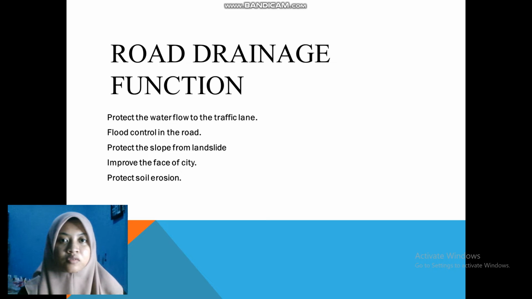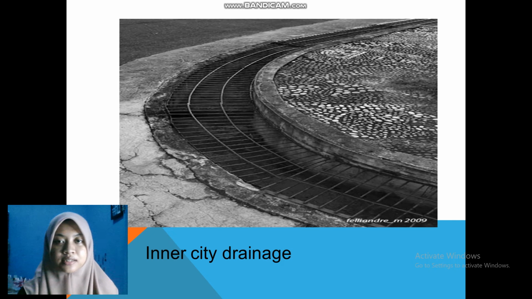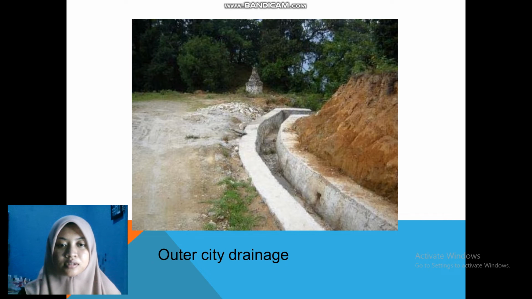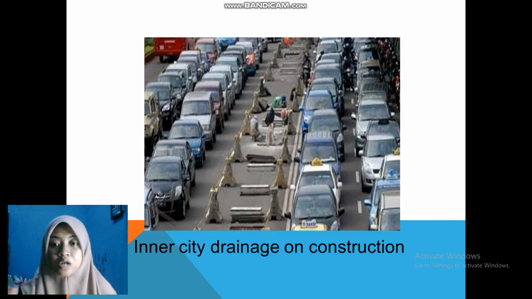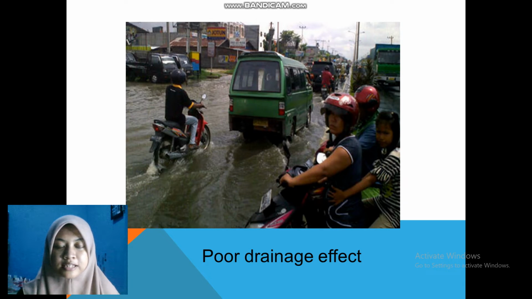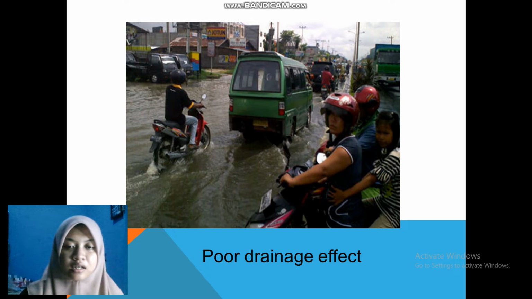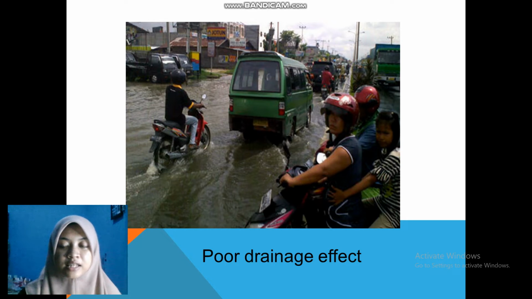The next is road drainage function: protect the water flow to the traffic lane, control water in the road, protect the slope from landslide, improve the face of the city, and protect against soil erosion. Next is the picture of inner city drainage. It is outer city drainage, and that is inner city drainage under construction. The next is an example of poor drainage, and that aspect is flooding.